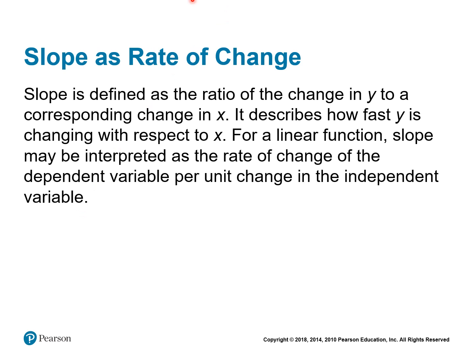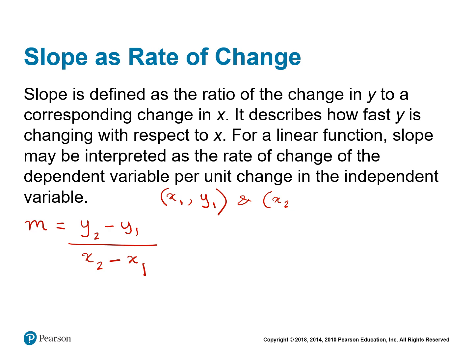So if we go back to the formula for a slope, it's m equals y2 minus y1 divided by x2 minus x1, correct? Where x1 comma y1 are one ordered pair on a given line, and x2 comma y2 are the ordered pair of a second point on the line.